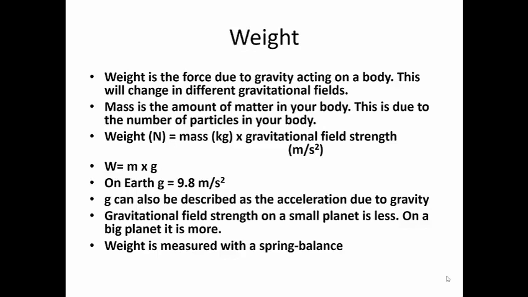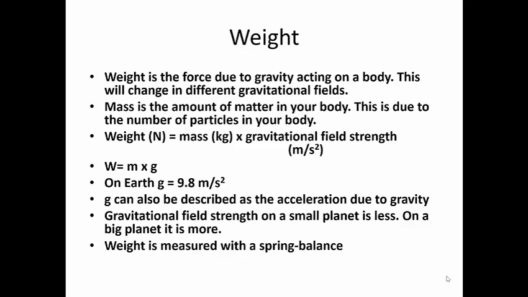Weight is measured in newtons, mass in kilograms, and gravitational field strength either in newtons per kilogram or meters per second squared. Either of those units is correct. On Earth, the value of the gravitational field strength is 9.8 newtons per kilogram or meters per second squared. And the reason we have two units is because g can also be described as the acceleration due to gravity.